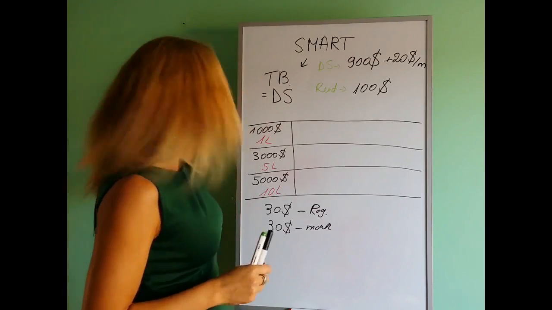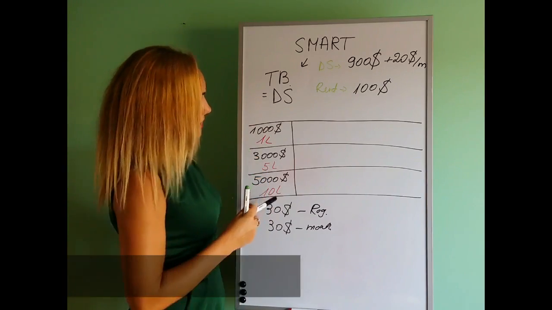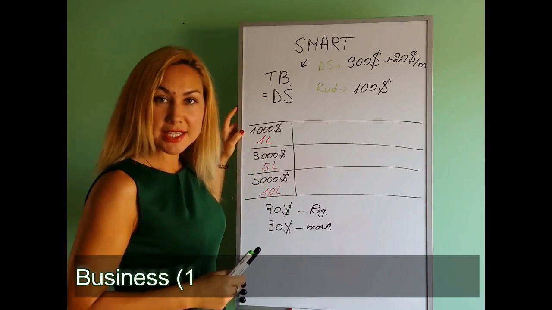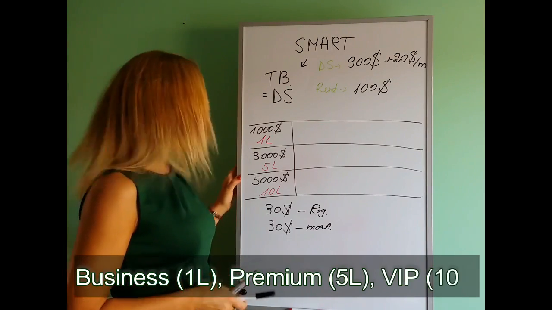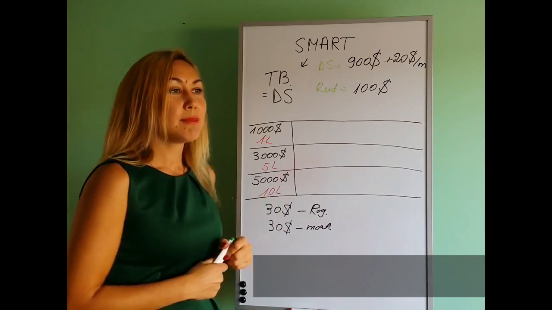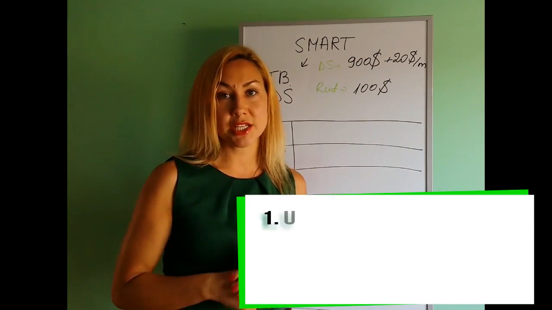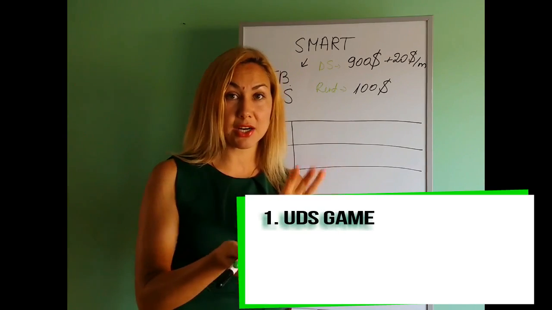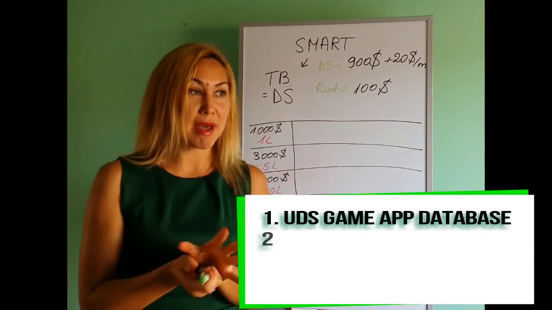Once you made up your mind, you need to choose one of these packages that I also like to call franchising. We have a business package that has 1 license. Then we have a premium package that has 5 licenses, and then we have a VIP package that has 10 licenses. What are those licenses? Basically, a license, when it's purchased by a business, allows them to be in the international database of all the different businesses or the places and establishments that are there in the UDS game app.